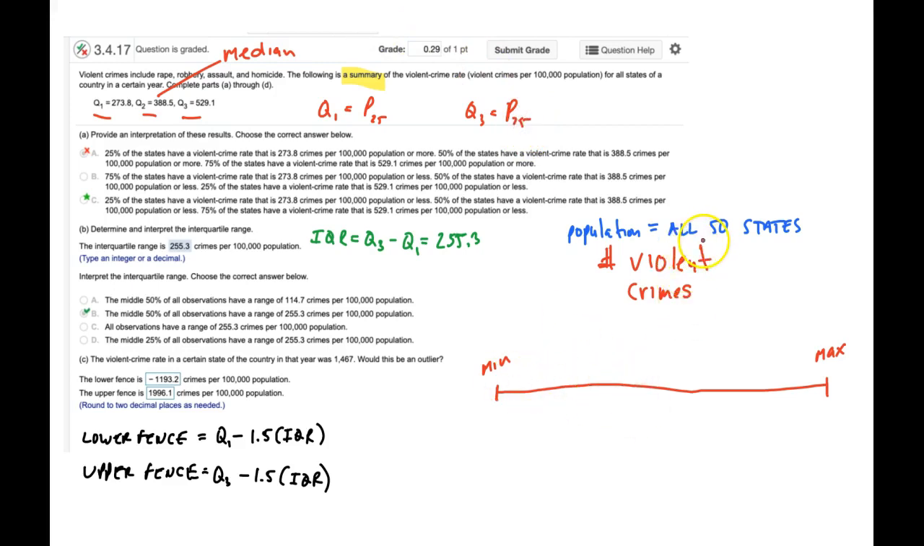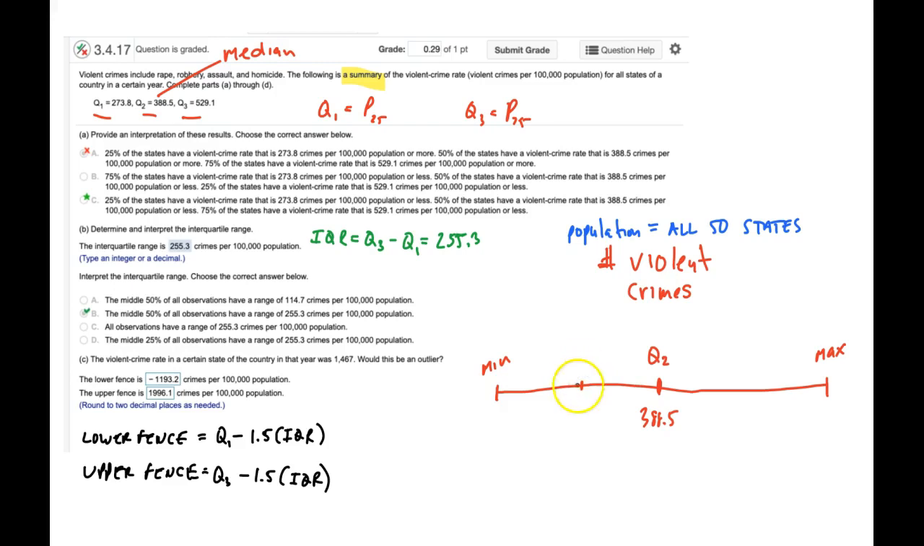If you can imagine all 50 states, there will be one state that has the minimum value, the least number of violent crimes, and one state that will be the maximum, with the most violent crimes. All we have is the summarized data. Somewhere in the middle we have Q2, which is 388.5. So half the states are above this, half are below. We then have another number, Q1, which is 273.